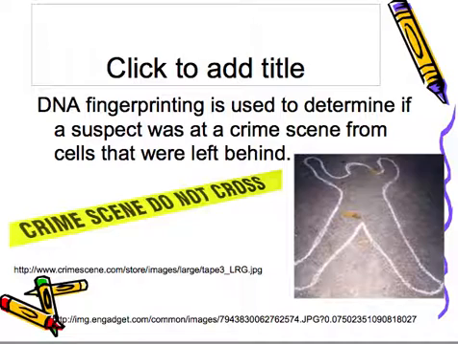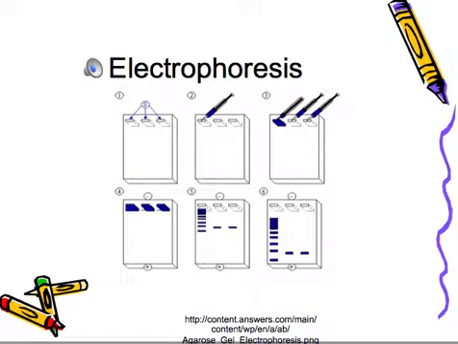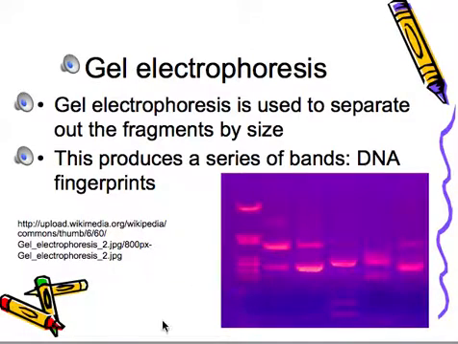So how do they do this? Well, once again, it all comes back to gel electrophoresis. The DNA is cut using restriction enzymes. In gel electrophoresis, the DNA is put in the gel. The fragments are moved by the electric current, and you get these different bands. So gel electrophoresis is used to separate out these fragments by size.